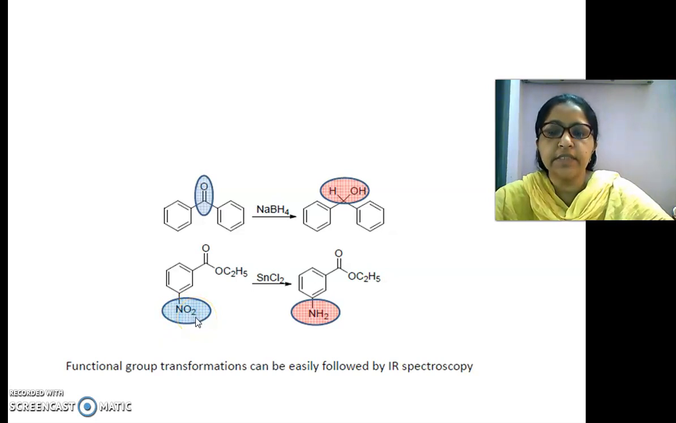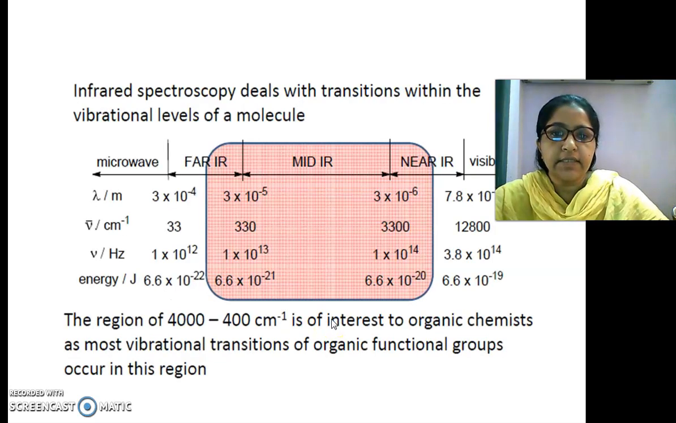Another example has been cited here. Nitro is converted into NH2 amine. Okay, so let's see the next one. So here, what is the radiation that is involved? The radiation that is involved, you can see we have started from low energy to higher energy.